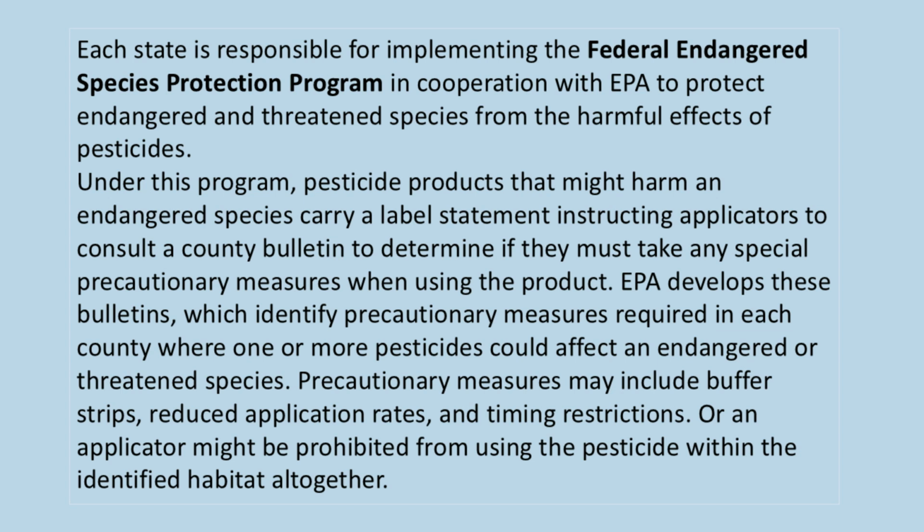EPA develops these bulletins, which identify precautionary measures required in each county where one or more pesticides could affect an endangered or threatened species. Precautionary measures may include buffer strips, reduced application rates, and timing restrictions, or an applicator might be prohibited from using the pesticide within the identified habitat altogether.